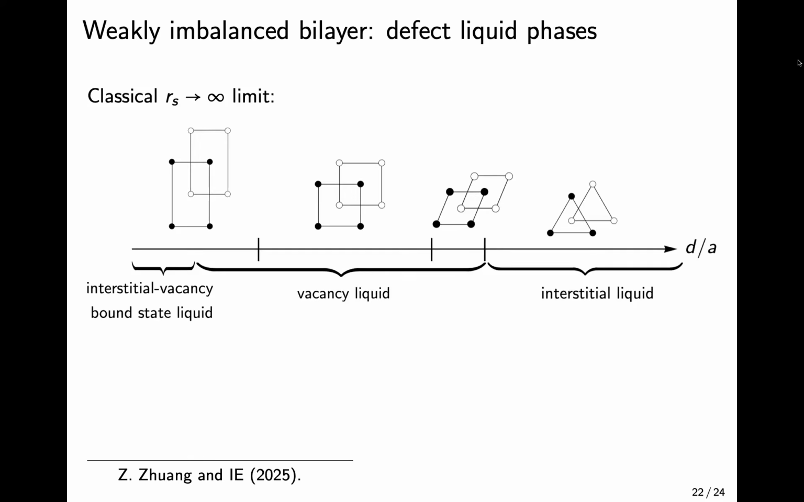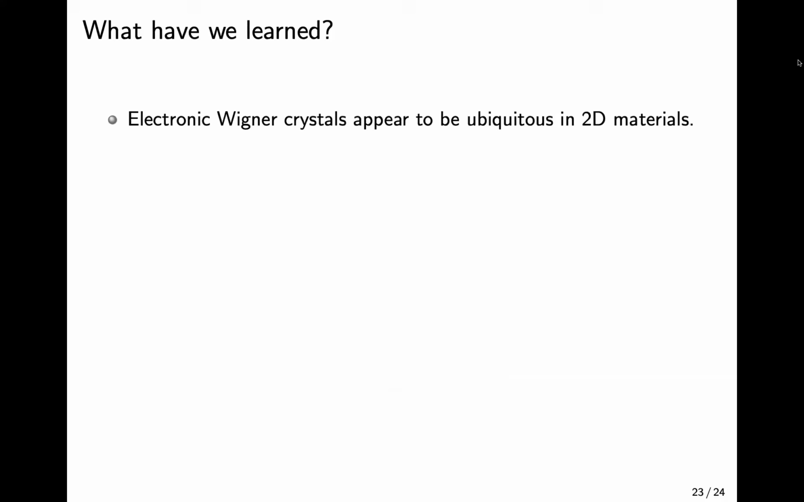If you further decrease the interlayer separation, it turns out that vacancies are more favorable. And finally, when the interlayer separation is small enough, interstitial-vacancy bound states are what you want to form. These are sorts of metallic density wave or defect liquid phases that can be stabilized in a weakly imbalanced bilayer crystal. One thing that I'd like to look at is, again, the tunneling associated with these defects, to ask ourselves, what is the kinetic energy of their motion and what kind of states can be stabilized in these weakly imbalanced bilayers? So let me conclude with telling you what we have learned, or what I hope you have learned.